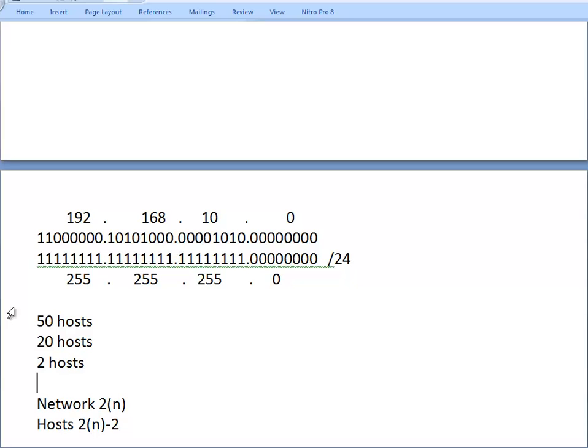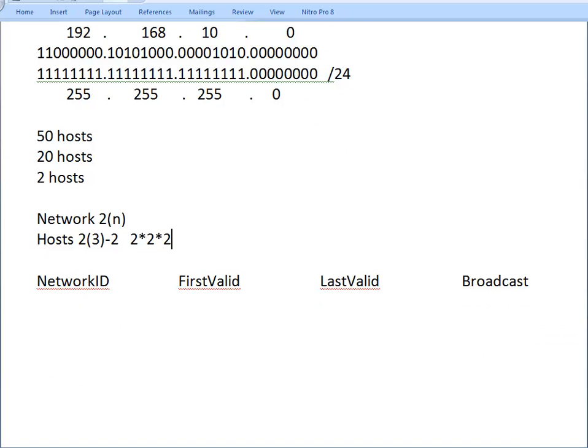Okay, so now we have to think how many zeros we have to reserve to have enough hosts. So we need 50 hosts first. How many zeros do you think we need to reserve? When you're reserving, we have to think from right to left. So let's take 3 zeros, for example. If we try 3, the formula will be 2 times 2 times 2. So 2 times 2 is 4, times 2 is 8. So that's not enough. Way not enough.